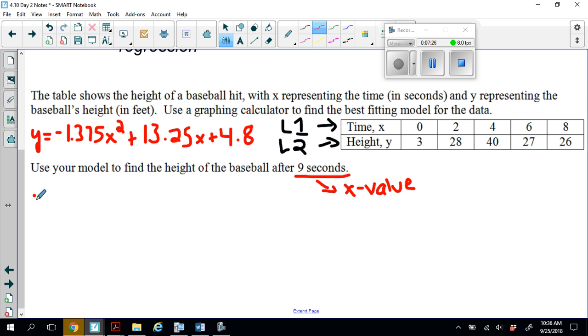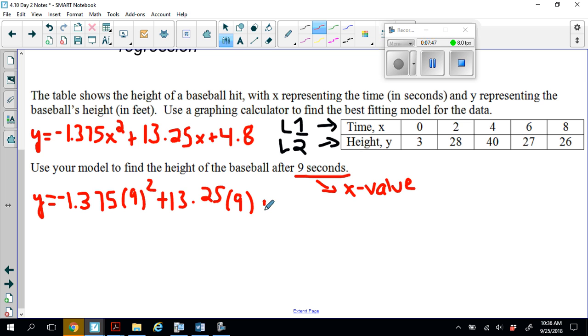So we have y equals negative 1.375, and now we plug 9 in for x, and we're going to square that, plus 13.25, and we multiply that by 9 as well, and then plus 4.8. So now all we have to do to get our y value is plug this whole thing into our calculator, basically how we see it.